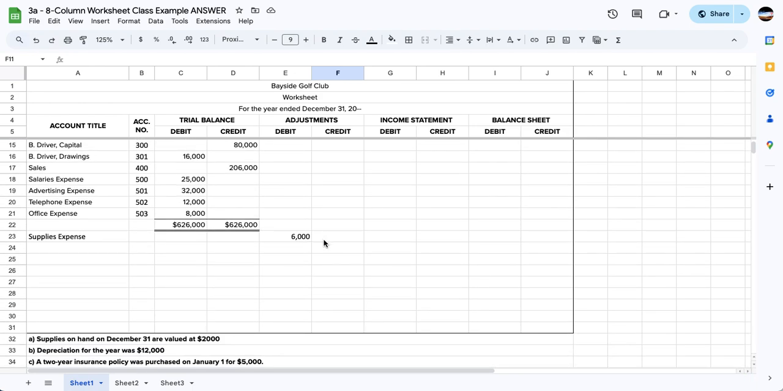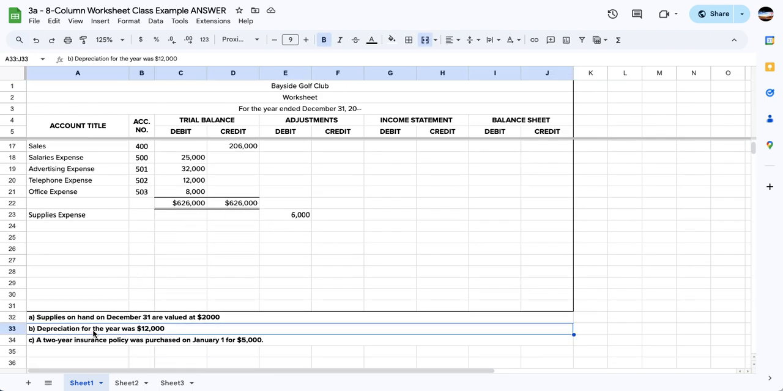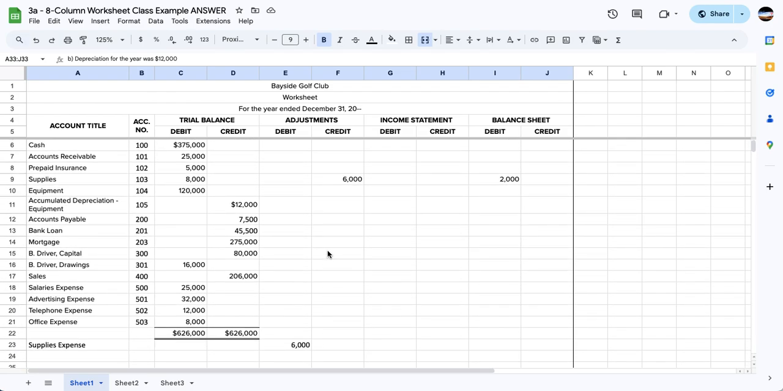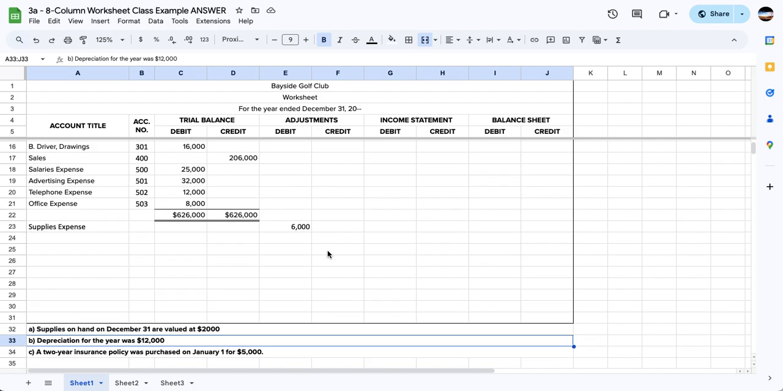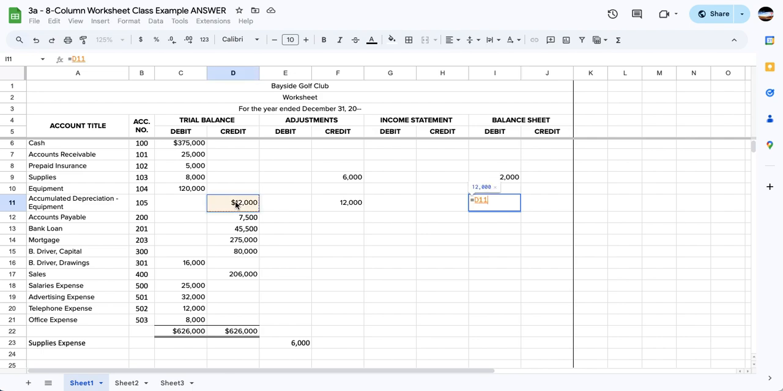All right, let's go on to our next transaction, and we've got depreciation for the year was $12,000. All right, so in this case here, I'm not doing a calculation. In a later tutorial, I'm going to show you how to do a calculation for this, but it says that my depreciation was $12,000. I already have 12,000 plus an additional 12,000. So I know that my balance will be this plus this. I now have accumulated depreciation of 24,000.